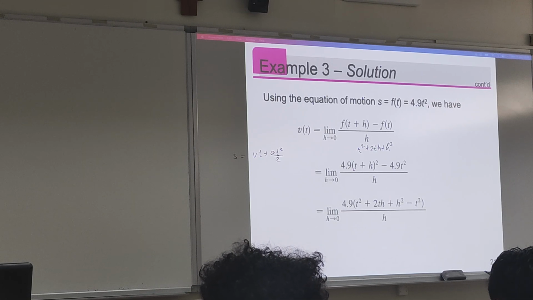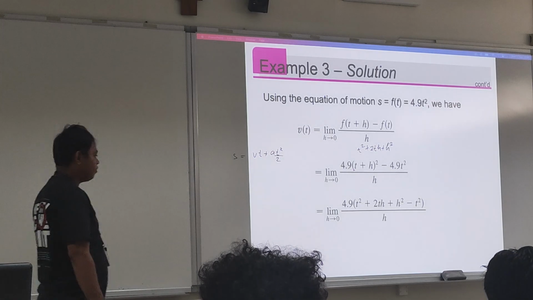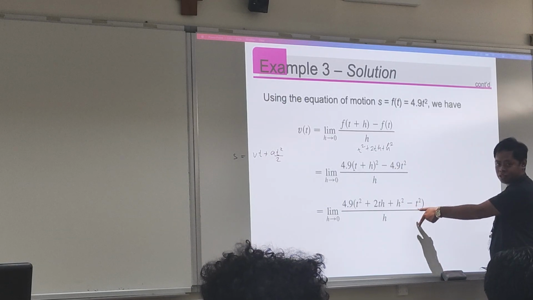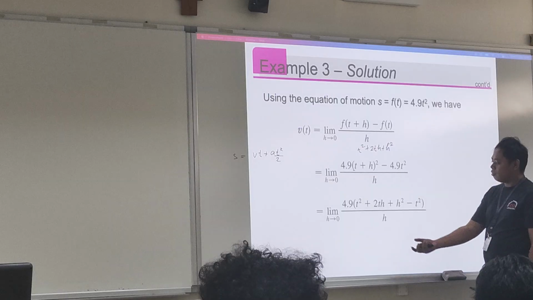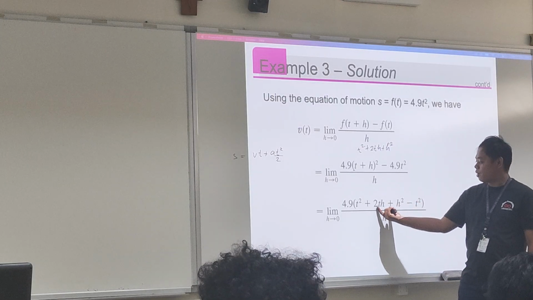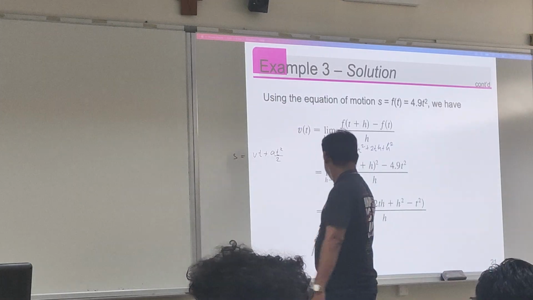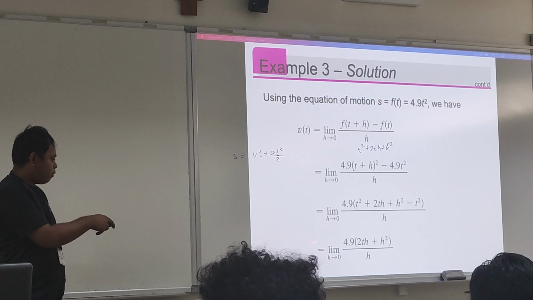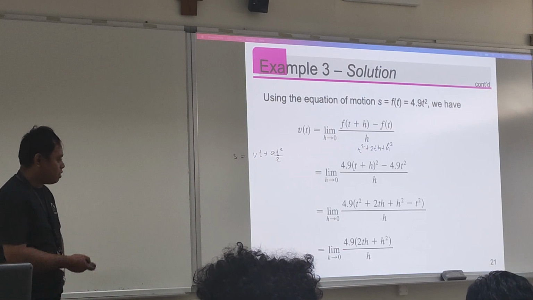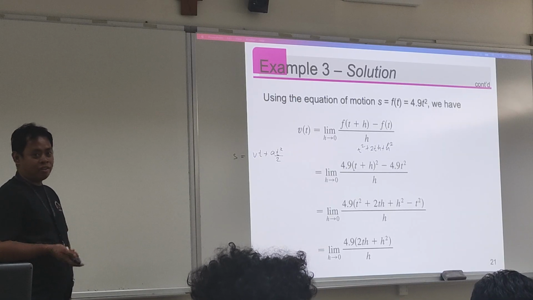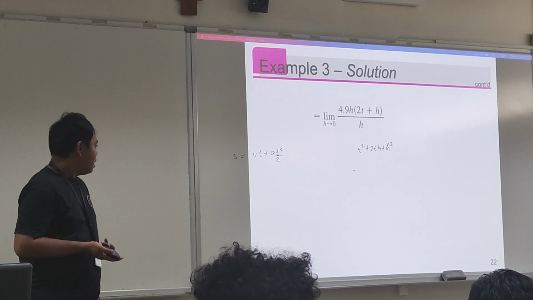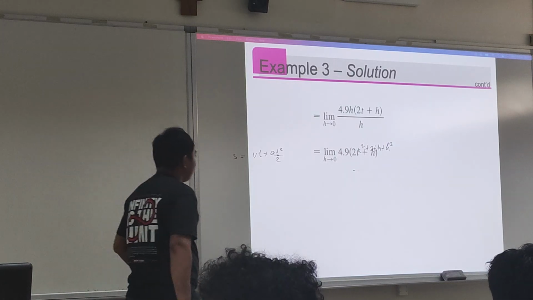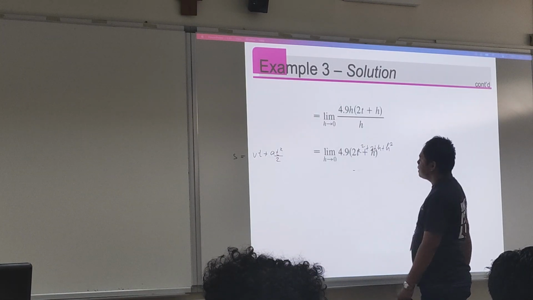So you can combine like terms, right? Of course, this t squared can be added by the negative of itself, and this is just 0. So with that, the remaining terms here are 2th plus h squared. Now, divided by h, so copy the limit, and then next is to factor out your h, and then cancel it out now. That's why you have this limit of 4.9 times 2t plus h.